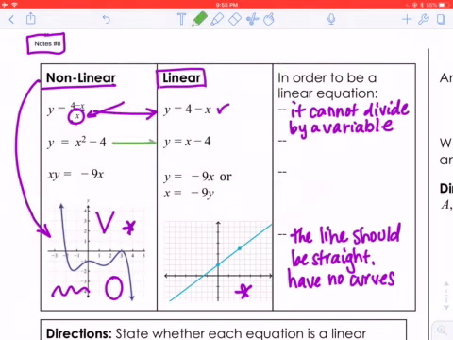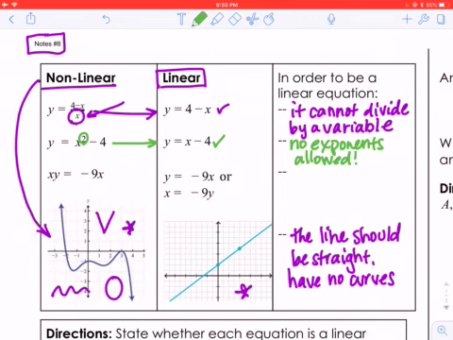In this one, we see that the difference between the two equations here is that this one has an exponent. In order to be a linear equation, it's not allowed to have an exponent. So there are no exponents allowed, unless it's a 1, of course. We could put x to the 1, but that'd be silly. No exponents allowed.